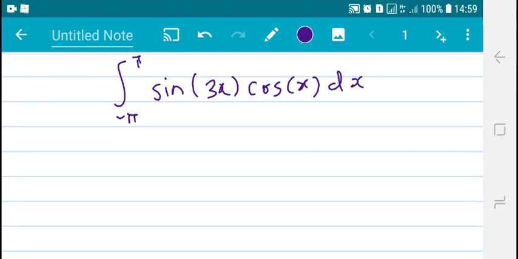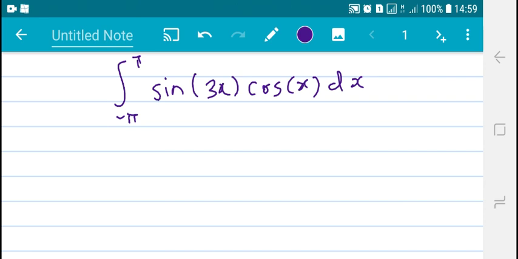So we have to evaluate this integral. Believe it or not, you can evaluate this integral in 1 second if you understand a few things. For instance, we understand that we have to evaluate this integrand from negative pi to pi, which is a symmetrical interval.